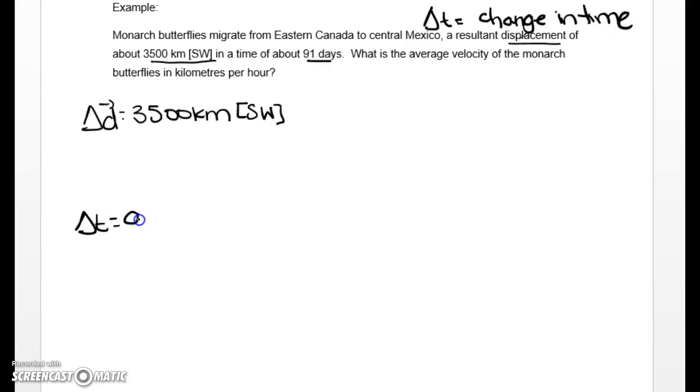Whenever I'm given a word problem, what I like to do first is write down all my information. Our first bit of information is this 3,500 kilometers southwest. Here they tell us this is the displacement. You can also tell it's displacement because we have a unit of measurement, like length in kilometers, and then it has a direction attached to it. So that's how we know it's displacement: 3,500 kilometers southwest. Here we also have the time of 91 days, so that's delta t.